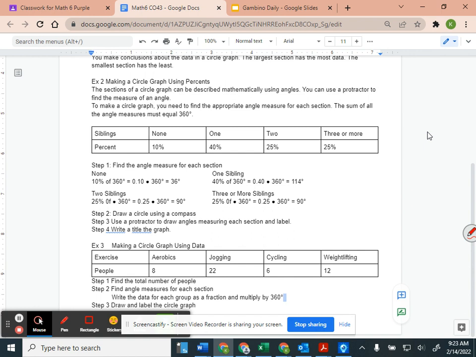So to use the compass, you have a pencil in it, you have your center point, and you go around. So this is going to be hard because smart boards are a little bit trickier. So you hold the point down on your paper and you spin it around.